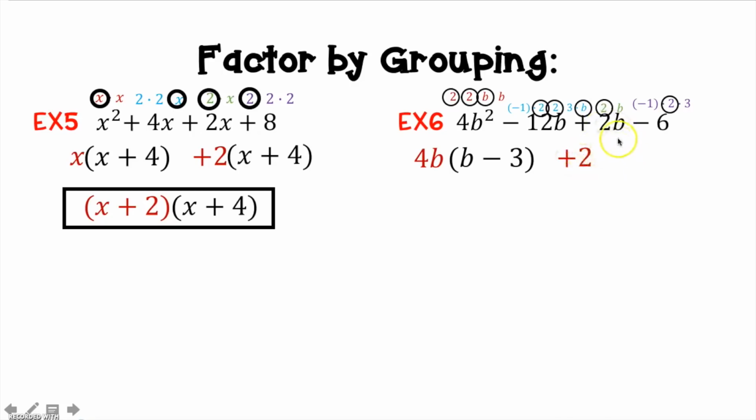2 times what gets you b? I'm sorry, 2b is b. And then 2 times what gets you -6 is a -3. And you'll notice that this binomial is, of course, the same, which means we have factored by grouping correctly in this one. These first two GCFs, this GCF and the second GCF, we're going to write them together as a binomial. And then we take the other factor, our other second binomial, and write it there.